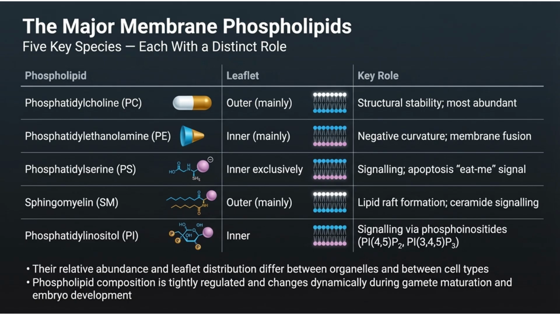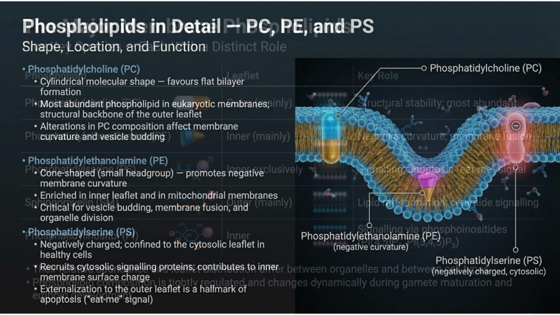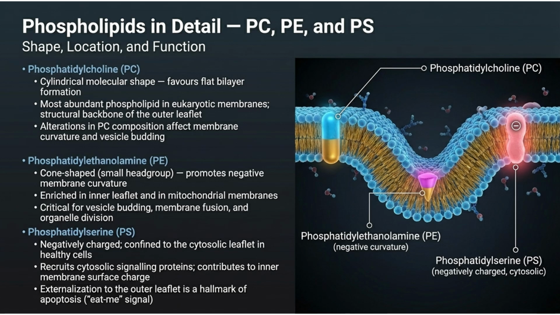Let us now examine 3 of these phospholipids in closer structural detail. Let us deepen our understanding of the first 3 phospholipid species by thinking carefully about how molecular shape translates into biological function, because in membrane biology, geometry is destiny.